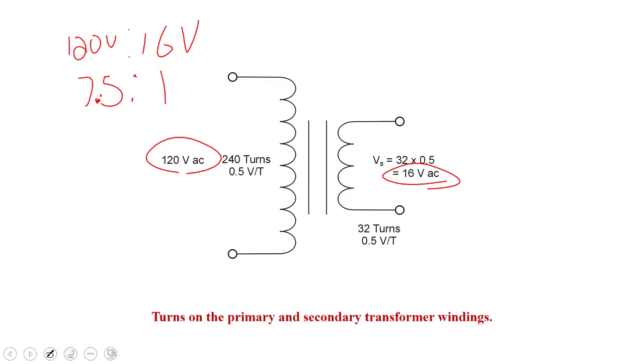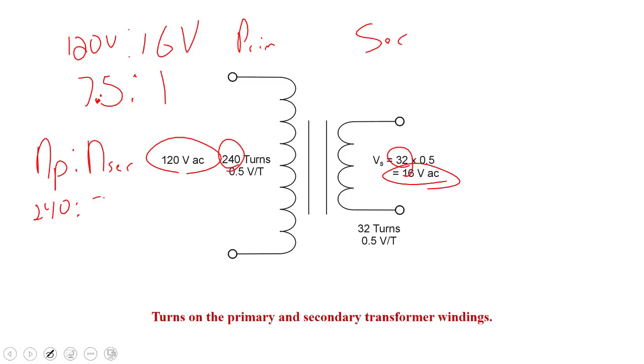Now, in this case, we've indicated how many turns are on this transformer on the primary and how many turns are on the secondary. So if I call this side primary just for our example, and this side secondary, it's a step-down transformer, we could figure out what the turns ratio is. So that means number of turns, so N symbolizes number of turns of the primary to number of turns on the secondary. So in this case, we've got 240 to 32 turns. So that's physical windings or turns that go around the core.